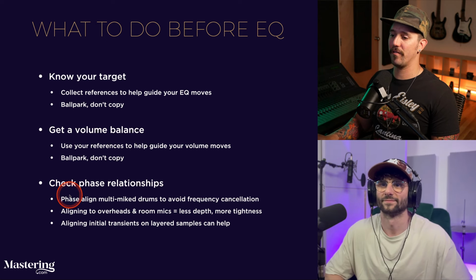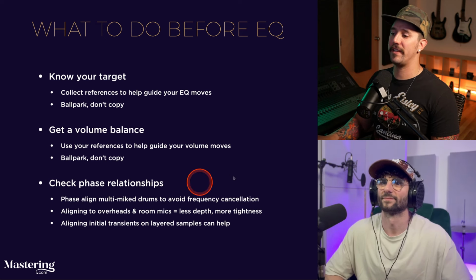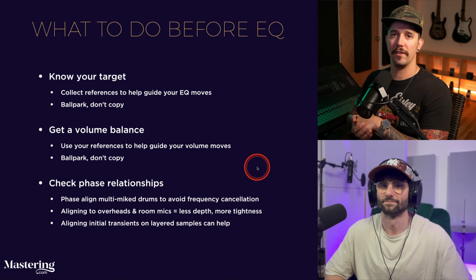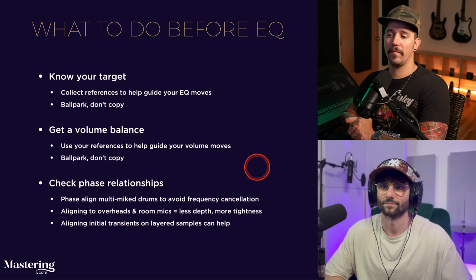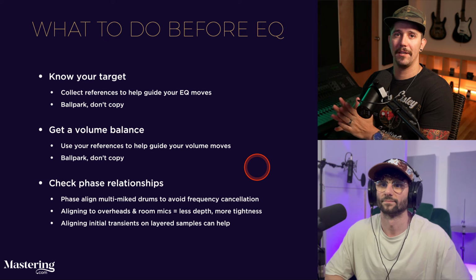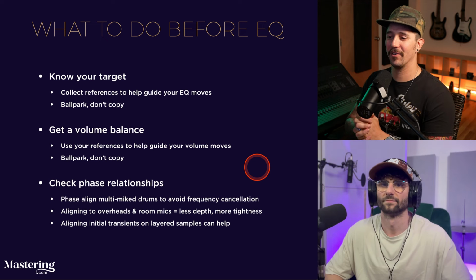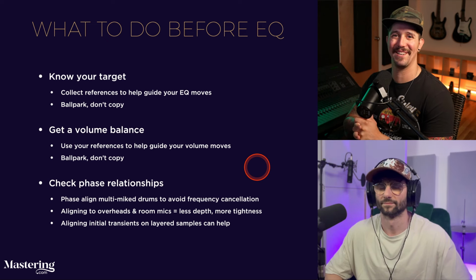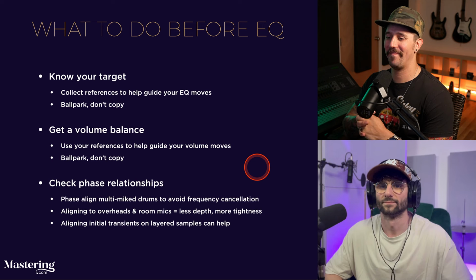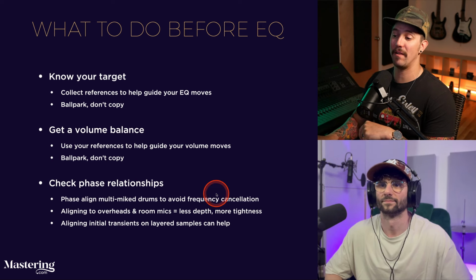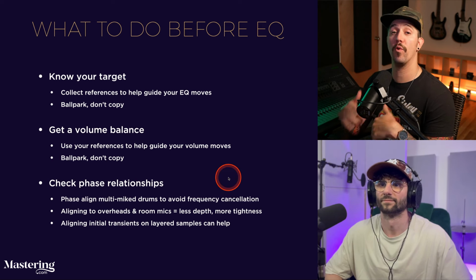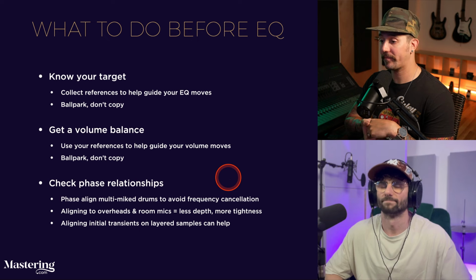And then third, what to do before EQ? Check phase relationships between your drums. This is basically your low-hanging fruit when it comes to EQ. And what we do here is phase align multi-mic'd drums to avoid frequency cancellation.